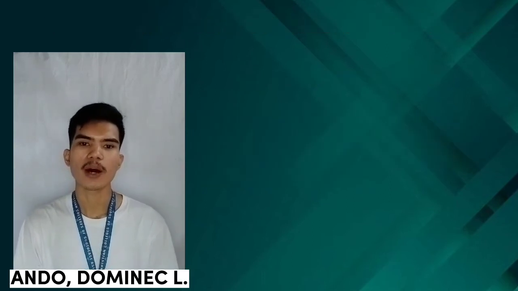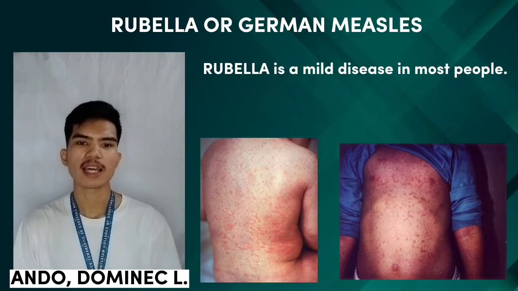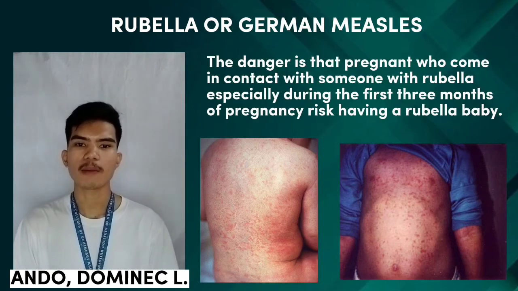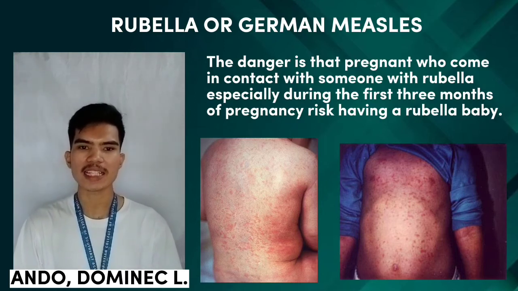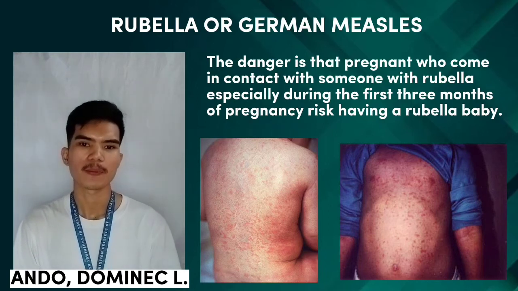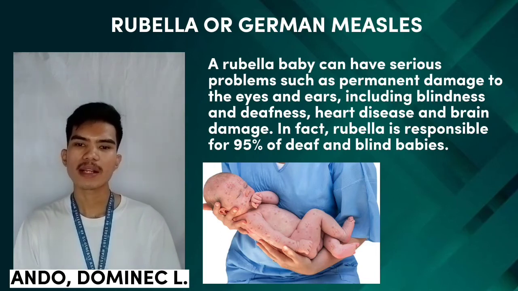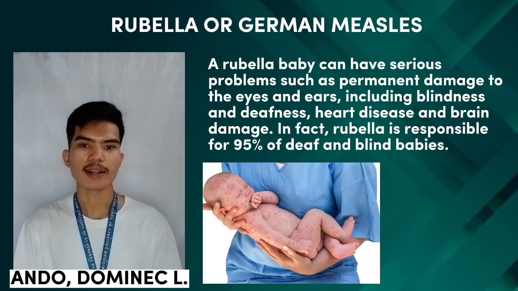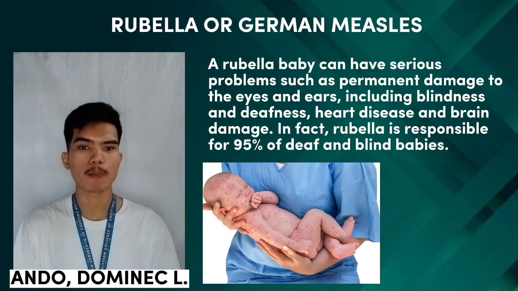And now let's learn what rubella or German measles is. So rubella is a mild disease in most people. The danger is that pregnant women who come in contact with someone with rubella, especially during the first 3 months of pregnancy, risk having a rubella baby. A rubella baby can have serious problems such as permanent damage to the eyes and ears, including blindness and deafness, heart disease, and brain damage. In fact, rubella is responsible for 95% of deaf and blind babies.